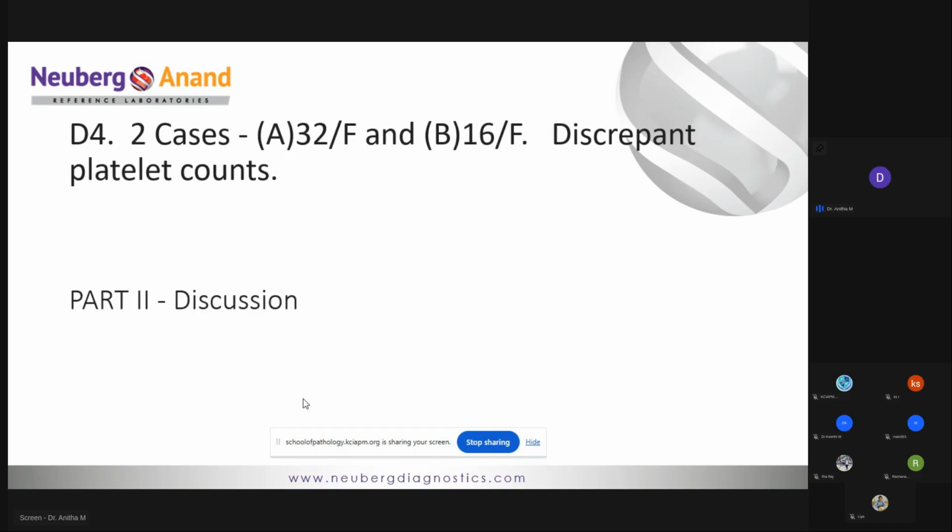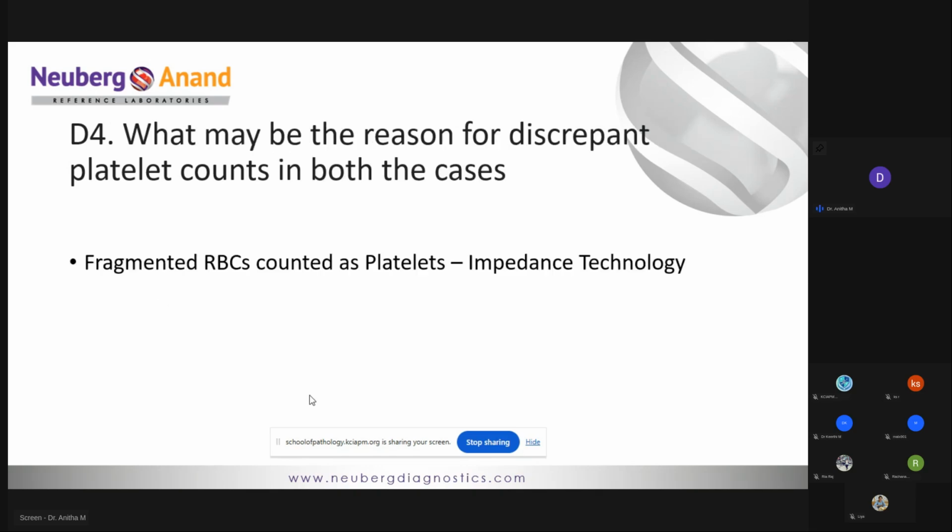And we came to part two because we actually hide the history more, because that's how we get samples. Wherever you are reporting, you don't even get the history, you just get the age of the patient, the gender, and the CBC data. And that's the reason we actually had to split this into two different parts. So this was the second part where we asked so many questions about what may be the reason for discrepant platelet counts. Most of them had got it right.